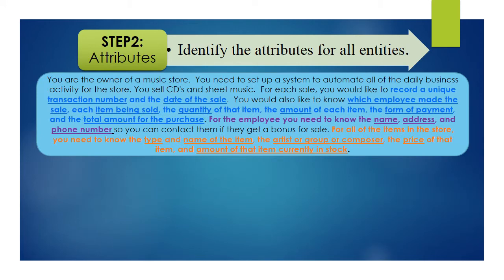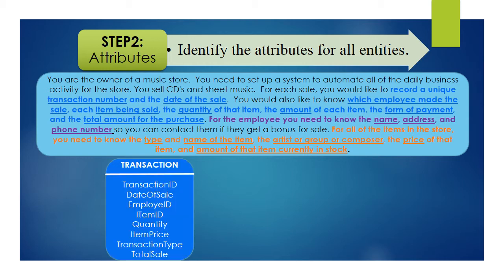Step 2 is called attributes because I need to identify the attributes for all entities. For this step, I like to underline the keywords I think would make good attributes. Then I list them in the proper table according to my colored highlighting identified in step 1. For the transaction entity, I have chosen transaction ID, date of sale, employee ID, item ID, quantity, item price, transaction type, and total sale as the attributes.